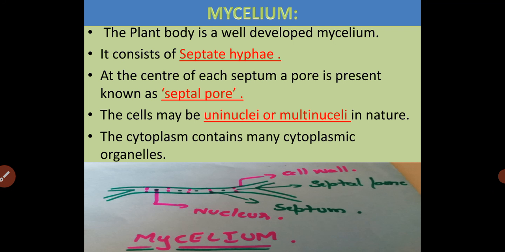The mycelium of Penicillium. The plant body is a well developed mycelium. It is usually septate in nature and it bears septal pores. These hyphae are either uninucleated or multinucleated, with cytoplasm comprising cytoplasmic organelles.